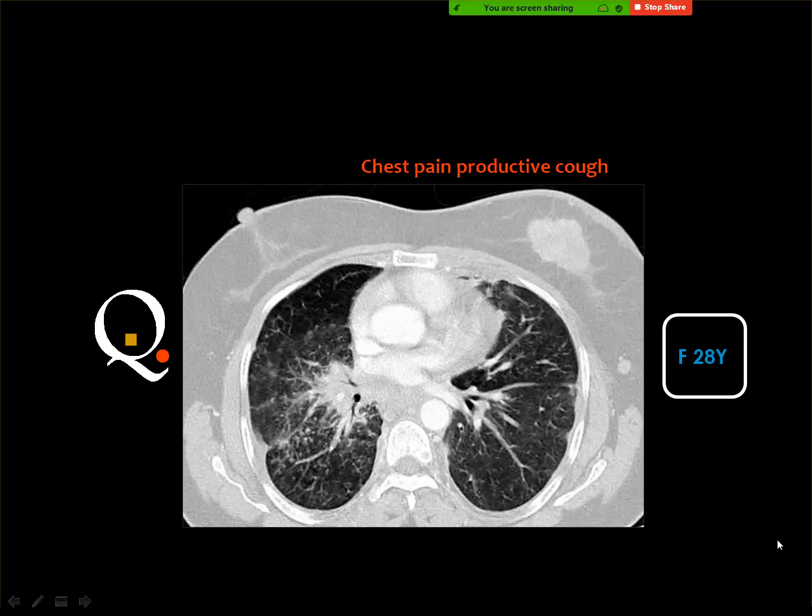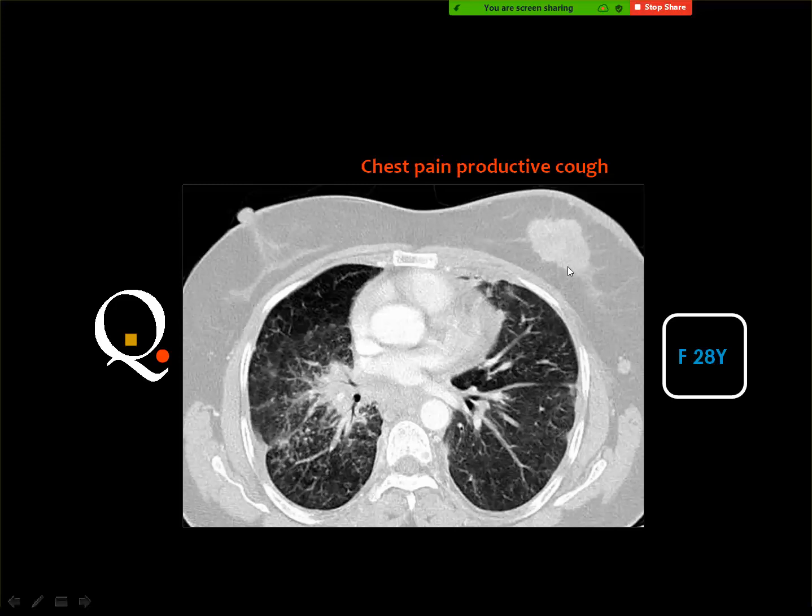Chest pains. Lymphangitis carcinomatosis. There is no history. Associated with the breast. Breast lesion, left breast. Breast lesion. Yes, very good.